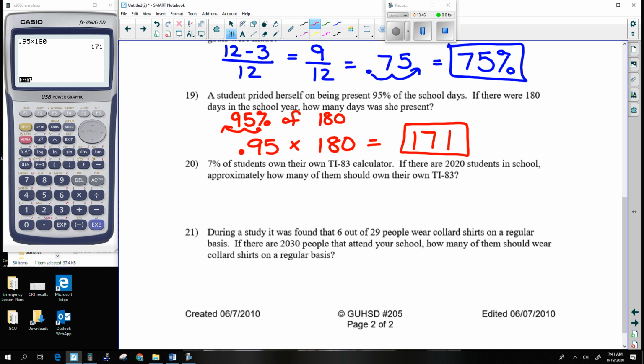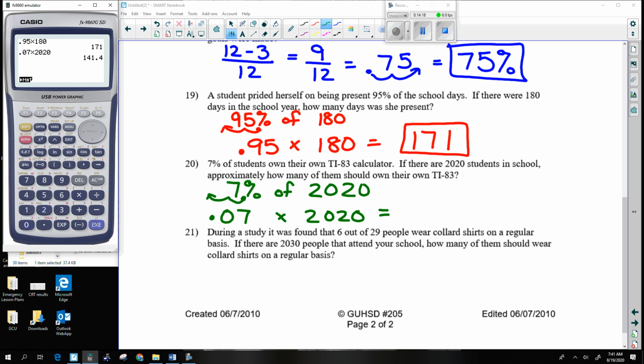7% of students own their own TI-83 calculator. If there's 2,020 students in school, approximately how many of them should own their own TI-83? So again, we already have the percentage. So this is 7%. I'm taking 7% of 2,020 students. So again, take the current decimal point, move it 2 places backwards. So that would make 0.07. So that's 7% of 2020. $141.4. Again, give me that math answer. Perfect.